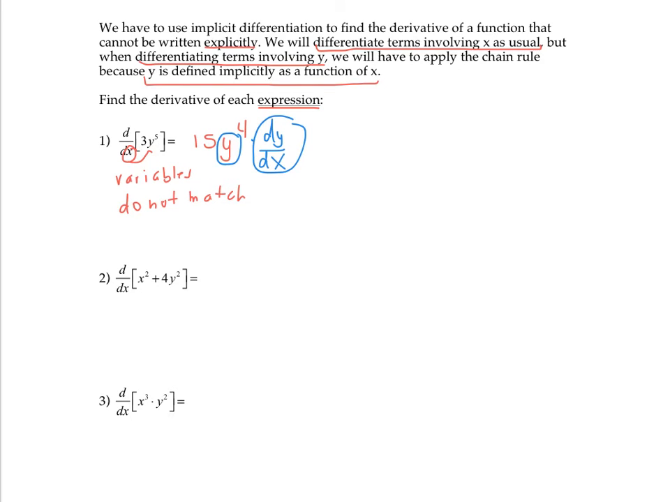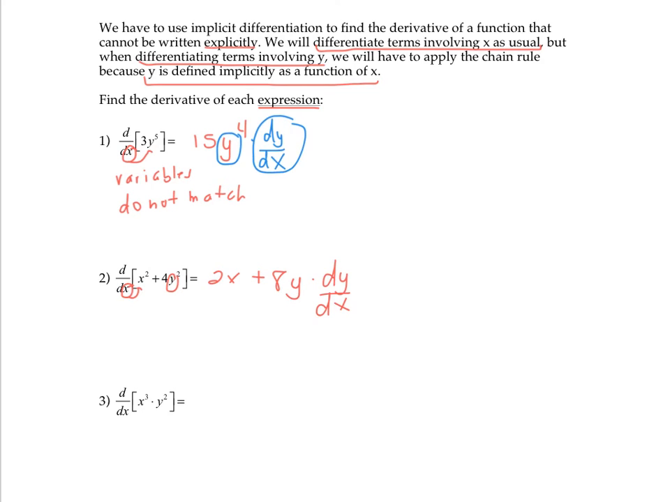We're taking the derivative of x squared plus 4y squared in terms of x. Notice that these variables match, so just do it normally. So the derivative of x squared would give us 2x plus, now we're going to take the derivative in terms of x of 4y squared. This is the implicit part. So apply the power rule. So 2 times 4 gives us 8y to the first, and then we're going to multiply by the derivative of y. So you say derivative of y in terms of x. And that's it. That's our final answer.